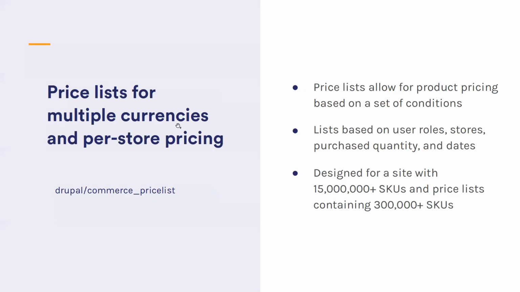One of the main components in here is price lists. Price lists allow you to have multiple currency and per store pricing. Price lists use conditions to evaluate. These can be also beyond just saying what store it is for. It could be for user roles, the purchase quantity. So if somebody buys 5 of a product, they can get a specific pricing, and also start and end dates. The price list module was designed for a site with 15 million SKUs and price lists that contain up to and more than 300,000 SKUs at a time.